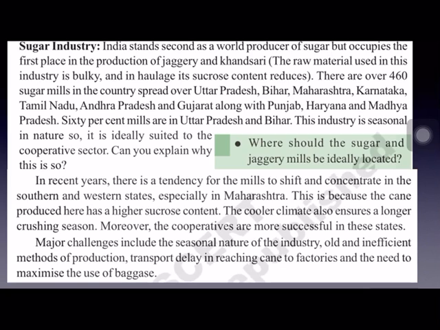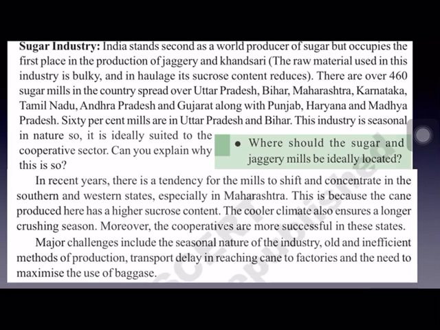And what is the raw material used in the sugar industry? It is sugarcane. And sugarcane is a very bulky material. If the transport of sugarcane from agricultural fields to the factories is delayed, its sucrose content is lost. It gets reduced and we cannot produce so much sugar. That is the main problem in this industry.